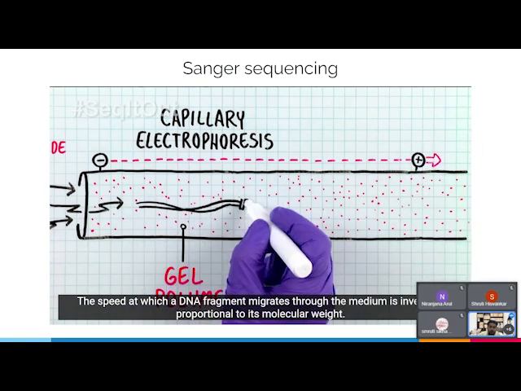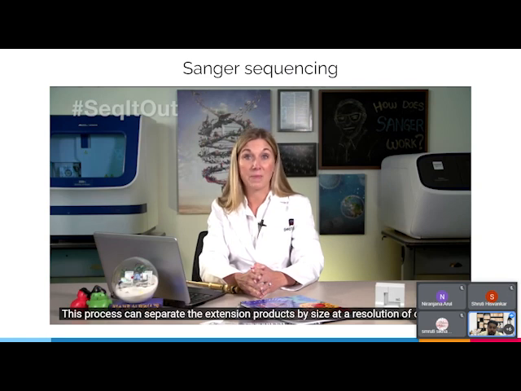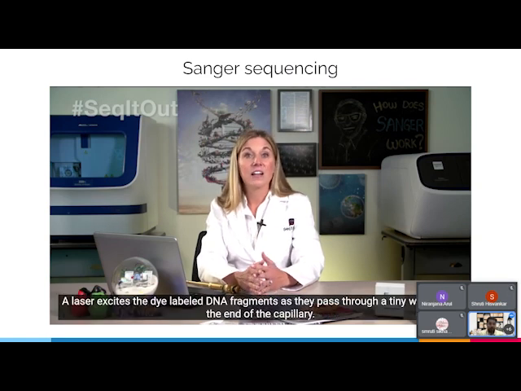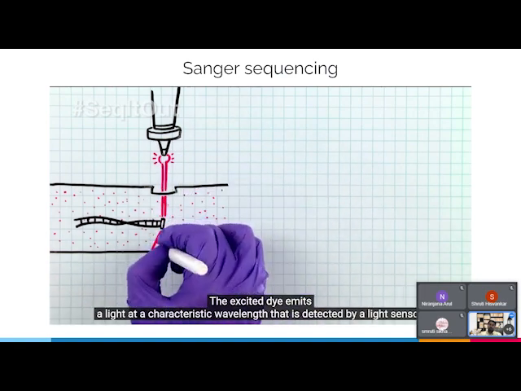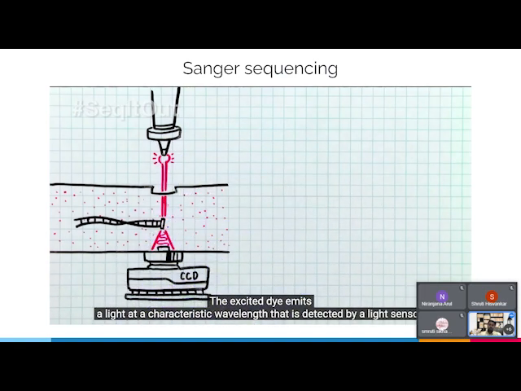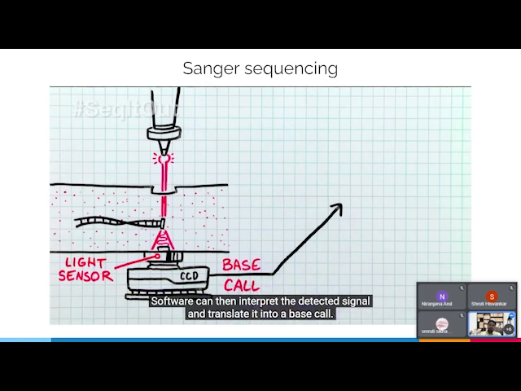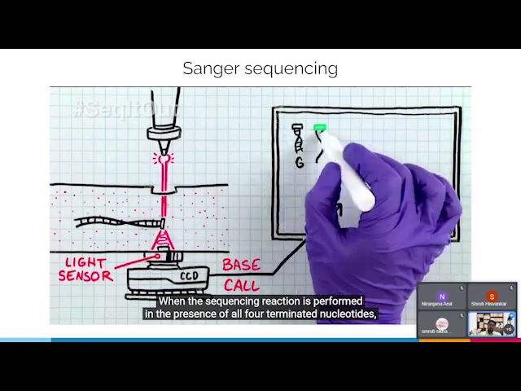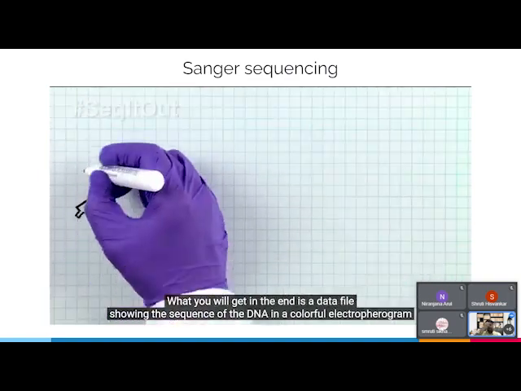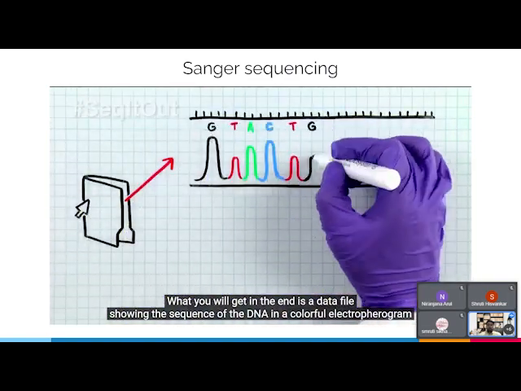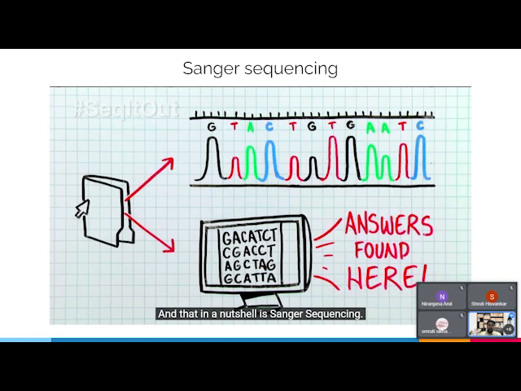The speed at which the DNA fragment migrates through the medium is inversely proportional to its molecular weight. This process can separate the extension products by size at a resolution of 1 base. A laser then excites the dye-labeled DNA fragments as they pass through a tiny window at the end of the capillary. And the excited dye emits a light at a characteristic wavelength that is detected by a light sensor. Software can then interpret the detected signal and translate it into a base call. When the sequencing reaction is performed in the presence of all 4 terminated nucleotides, you eventually get a pool of DNA fragments that are measured and separated base by base. What you will get in the end is a data file showing the sequence of the DNA in a colorful electropherogram, and a text file which you can use to answer the questions you may be asking. And that, in a nutshell, is Sanger sequencing.